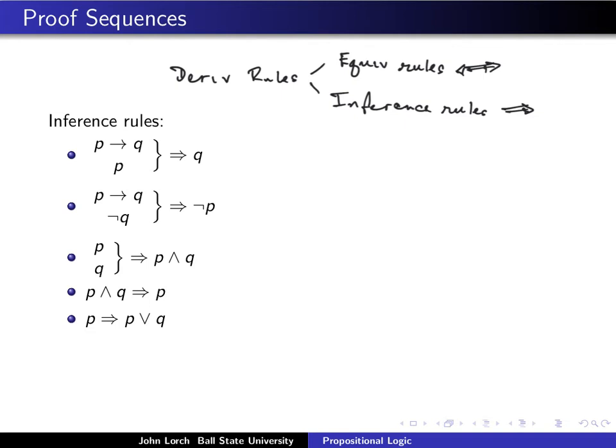So the first one should look familiar, right? So that's modus ponens. And the second one should look familiar too. It's modus tollens. And then here, this is just a matter of notation regarding and. So if we have P and we have Q, then we have P and Q. So this is called conjunction.